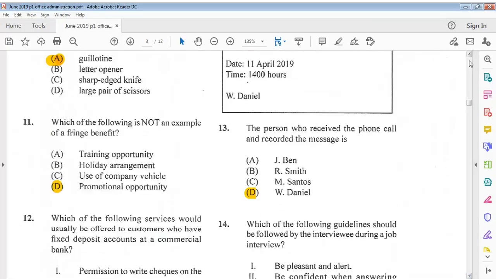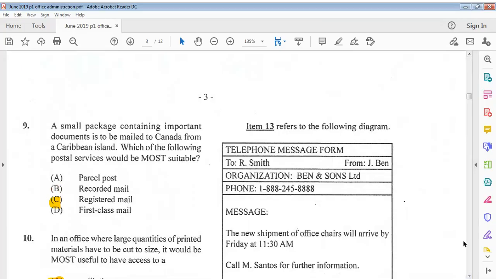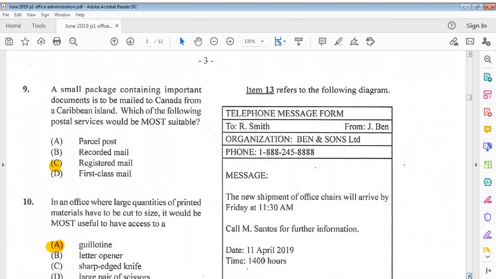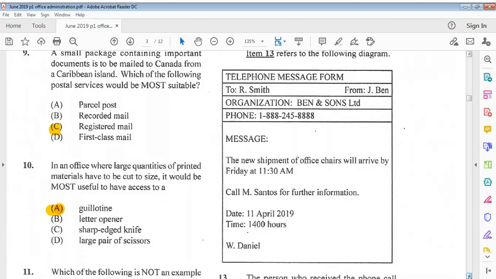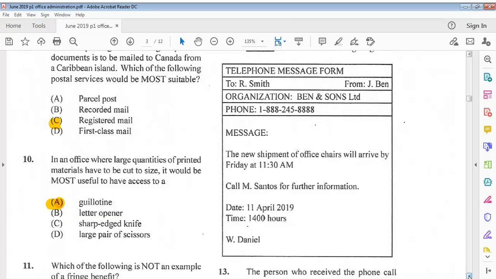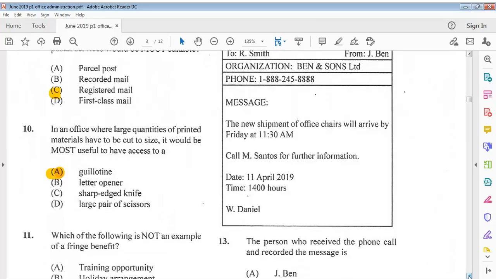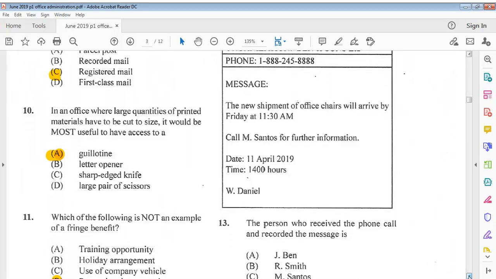Let's move on to question number 13. All right, so question number 13 refers to the following diagram. So here we have this diagram. It tells us it's a telephone message form. It tells us who it's to. It tells us who it is from. It gives the name of the organization, the phone number. It includes a message, and it tells us who the message is coming from.